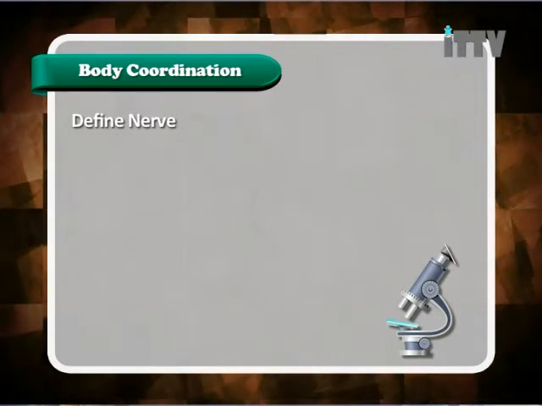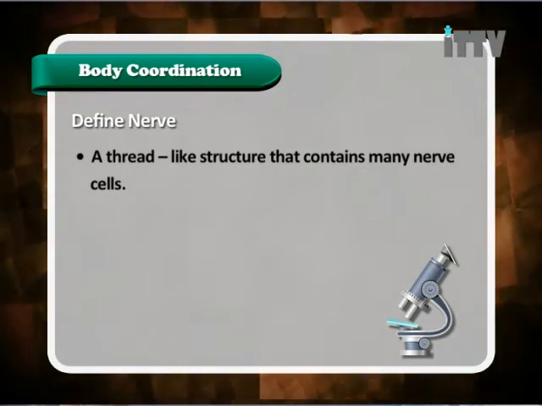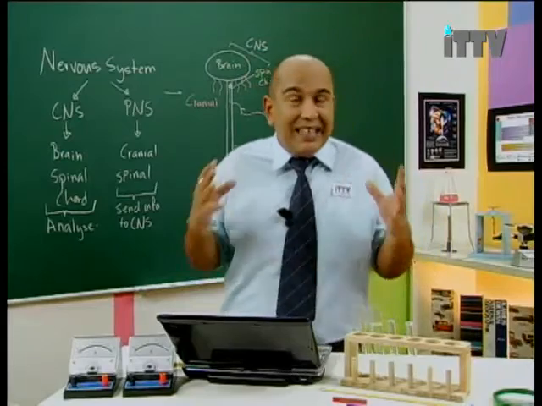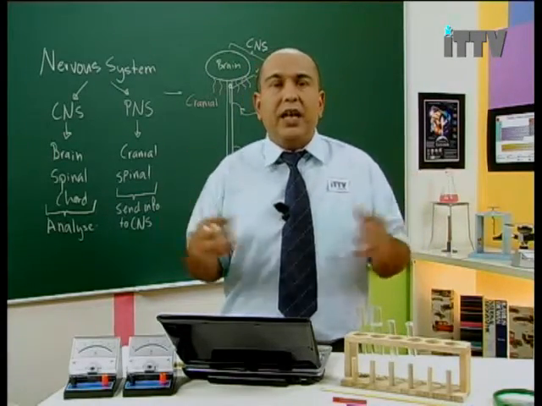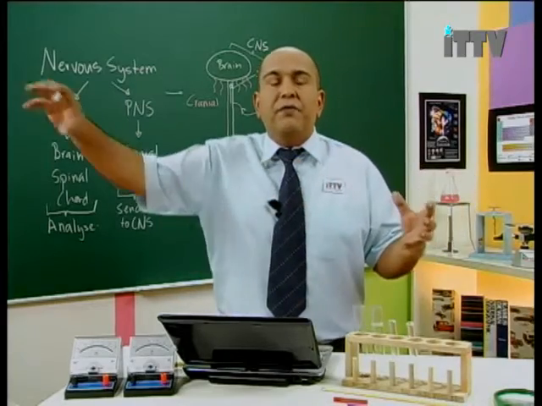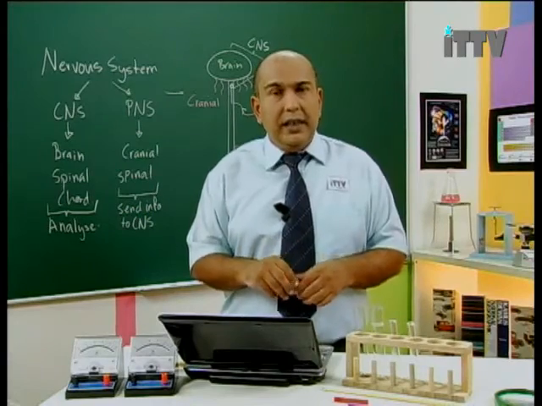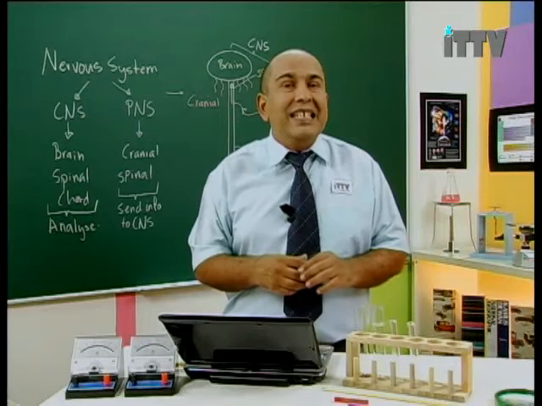Define nerve. A thread-like structure that contains many nerve cells. Now, a nerve is actually a bundle of nerve cells. We can't have our nerve cells individualized because we need to send a lot of information from one place to another place. It's a bit like a telephone wire. Inside one bundle or one nerve, you'll have many nerve cells.